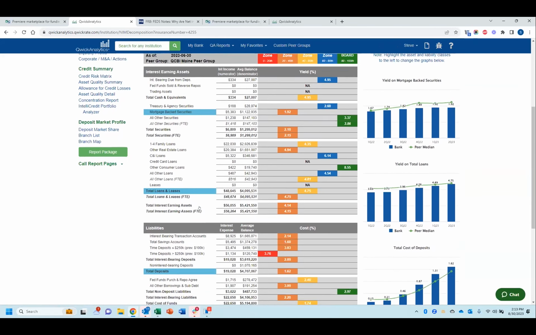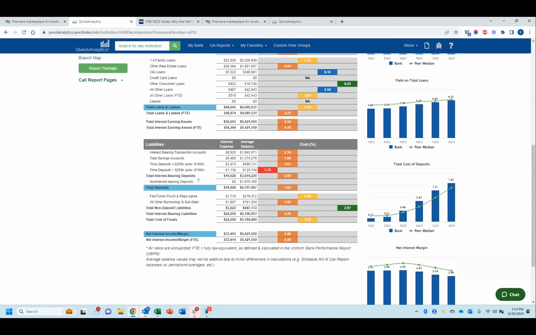Yes, Sean. Steve, just a quick question came in, just a point of clarification, I think more than anything. The question was, is the NIM we're displaying 10Q and 10K data instead of call report data? Yeah, we're using the same data as we do for everything else on the platform. This is call report data for the institution.